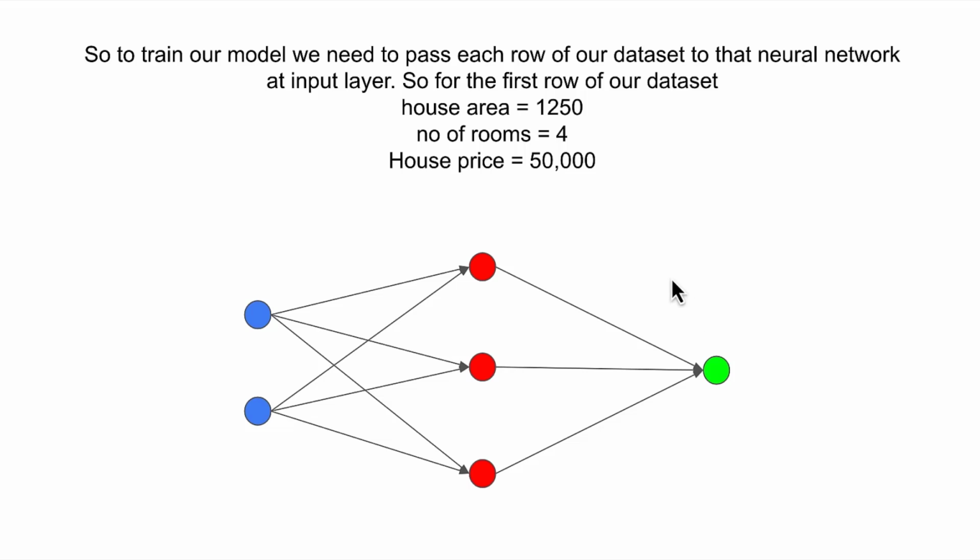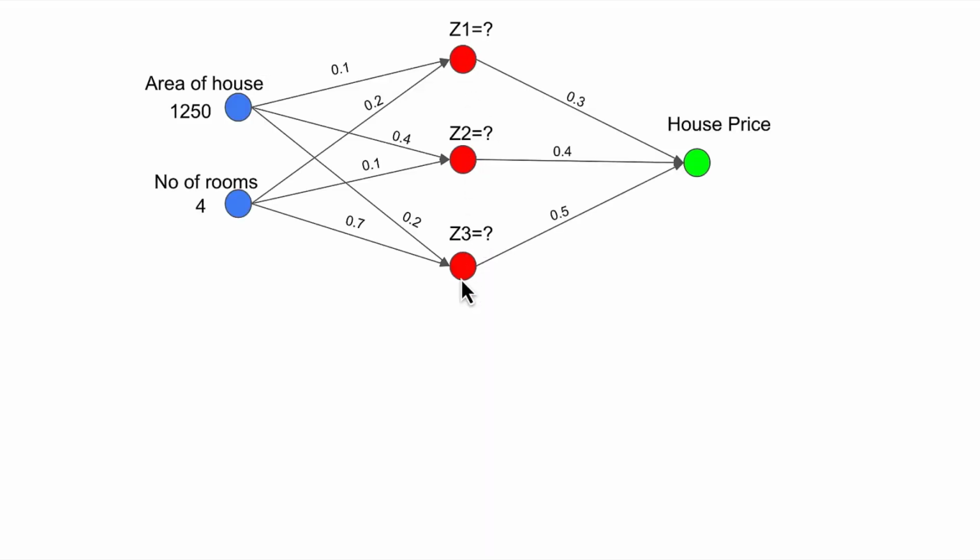So for the first row of our dataset, the house area is 1250 and the number of rooms is 4. And the actual price of that house is 50,000. Now we are going to pass the area and the number of rooms at the input layer, so 1250 for the area and 4 for the number of rooms. After passing the data here at the input layer, the next step is calculating the values of neurons in the next layer. So let's name these neurons Z1, Z2 and Z3.